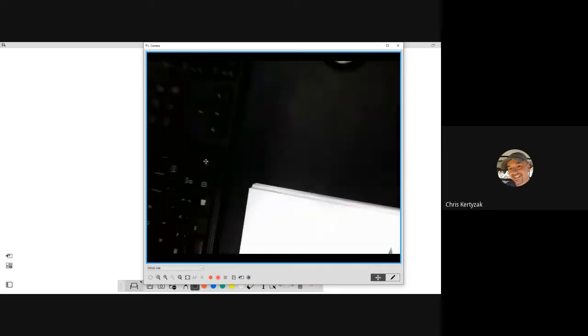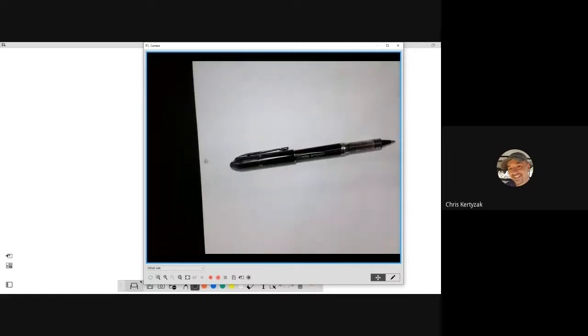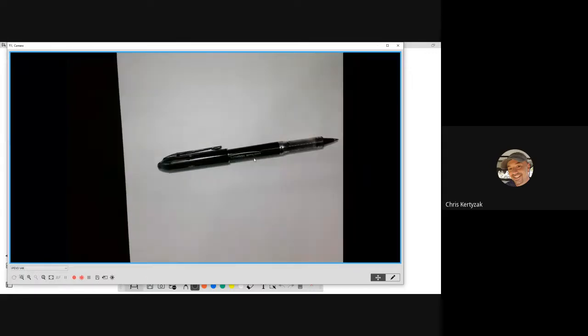And it's not expanding my screen. So I guess I'll have to just drag it larger. There we go. All right.